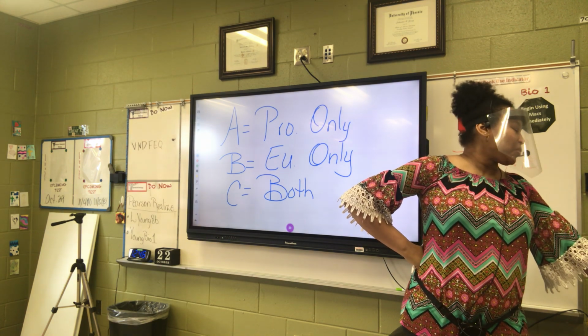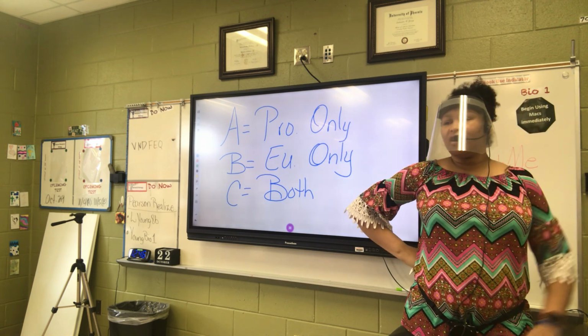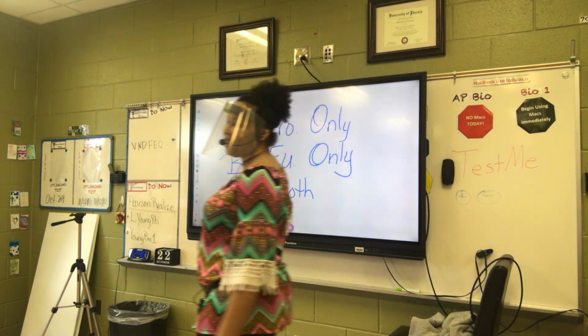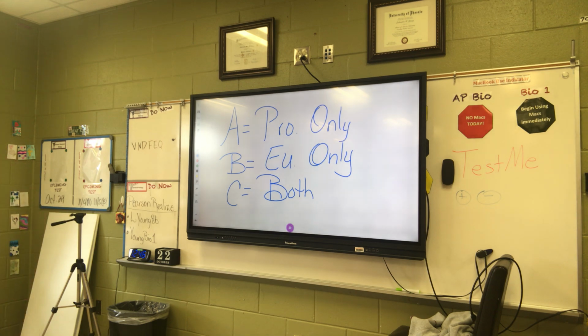All right. Anyway, the next one. Have a cell membrane. So it has that organelle that controls what enters and exits the cell. Have a cell membrane. Write your answer.